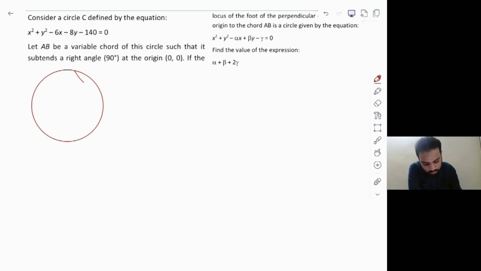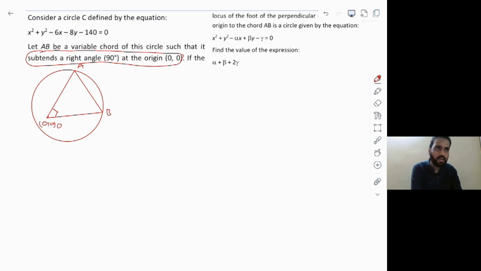And then let AB be a variable chord of this one. AB is a variable chord of this one, and they said that this AB is subtending a right angle at the origin. So clearly the origin is inside the circle because S11 is less than 0, and they are saying that this AB is making a right angle at the origin here. Okay. So the most important thing that you need to notice in this question is this part here. The chord of this circle subtends a right angle at the origin.